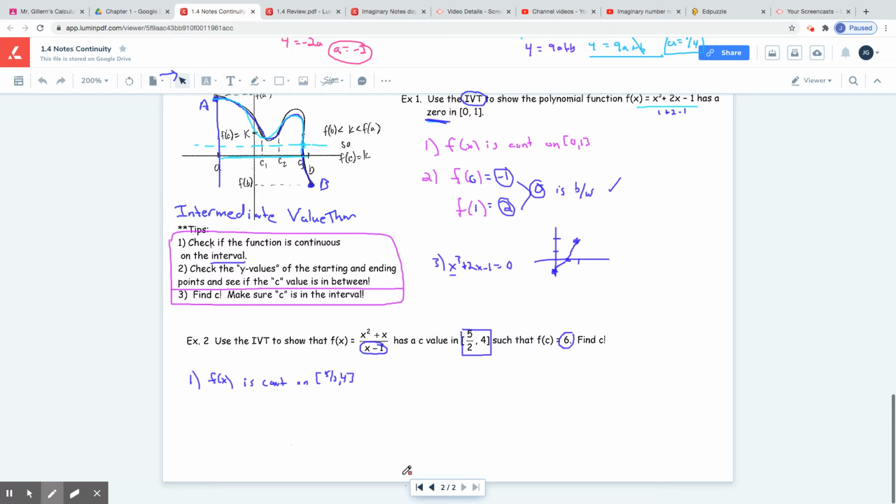to 4. All right. Now, a little hint, pretty much every problem I give you on an assessment with IVT, the intermediate value theorem, will always be continuous on the interval, because if it wasn't continuous, you would have to solve the problem, and I'm not going to give one like that. Okay. So then the second thing you're doing is you're plugging in f of the beginning of the interval, which is 5/2. You're going to have to do some fractions here, and f of 4.